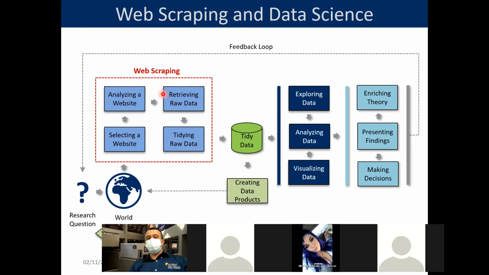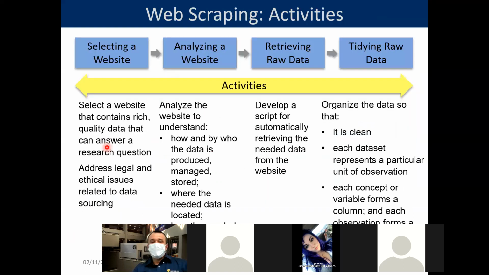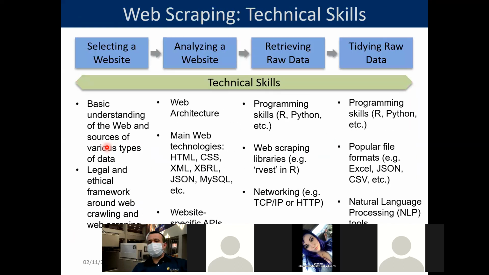But we're going to zoom in today on the web scraping process, meaning these four steps: selecting a website, analyzing that website from a conceptual and a data, technical standpoint, retrieving raw data, and tidying raw data. So we'll try to do those four steps today as a part of assignment 2. I will skip those activities because it's a bit lengthy. I will just say that when it comes to technical skills, web scraping is a multidisciplinary endeavor. First of all, you need to have a general understanding of the web, like where things are, what kind of things are available. You also need to understand legal and ethical aspects of web scraping.